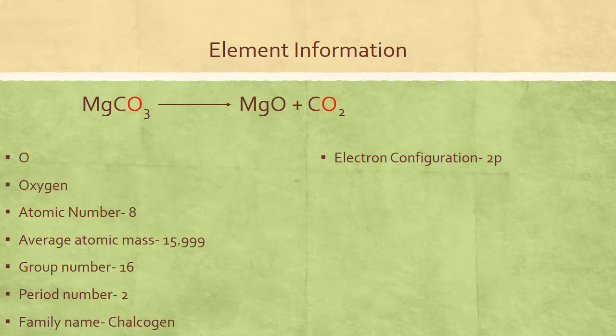Oxygen's element symbol is O. Its atomic number is 8, meaning there are 8 protons in an oxygen atom, and in a neutral oxygen atom there are 8 electrons. The average atomic mass is 15.999. Its group number is 16, it's in period 2, and its family name is a chalcogen. Its electron configuration is 2p.